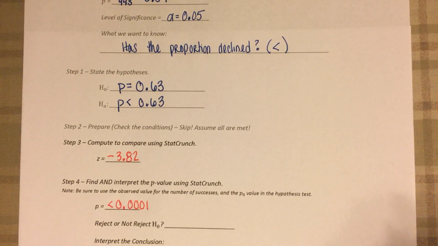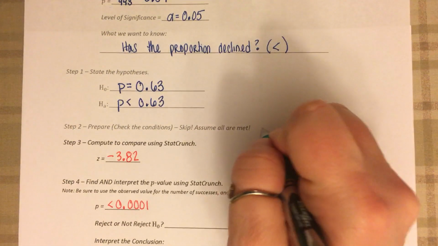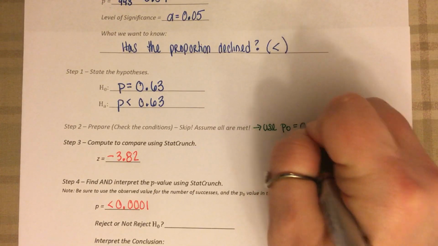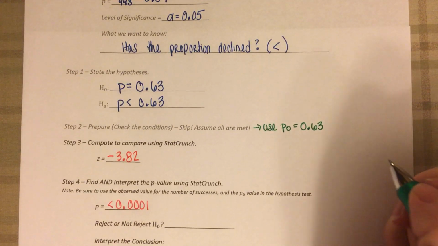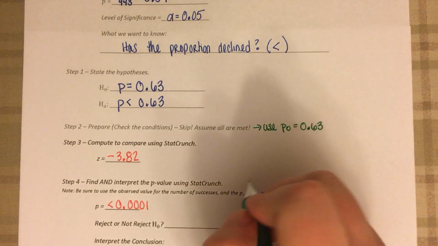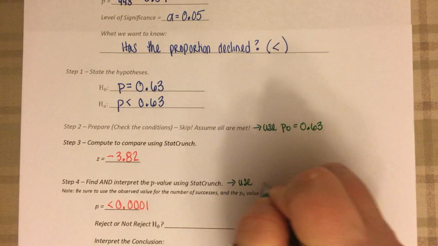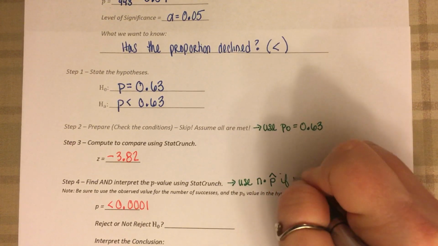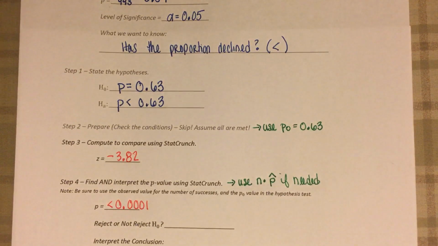When we're putting things in StatCrunch and checking our conditions, just a friendly reminder from our steps on the previous page that when we are checking our conditions, we always want to make sure we use our p naught, which in this particular problem is 0.63. In this case, we are actually given our number of successes, 538 out of 943. But if that's not the case, remember that we want to use n times our p hat, if needed. In this case, our p hat is that different percentage.